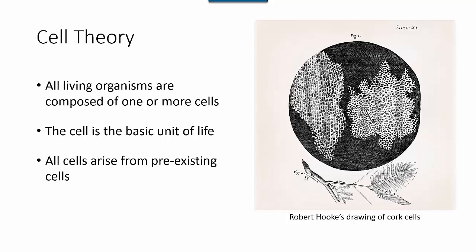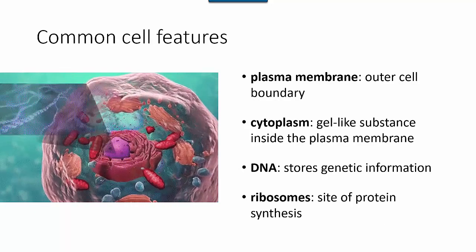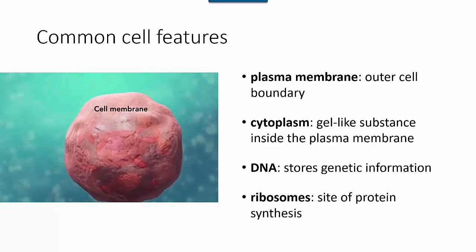All living organisms are composed of cells. The cell is the basic unit of life, and all cells arise from pre-existing cells. There are many different types of cells with different shapes, sizes, and functions. But despite their diversity, all cells have four things in common.